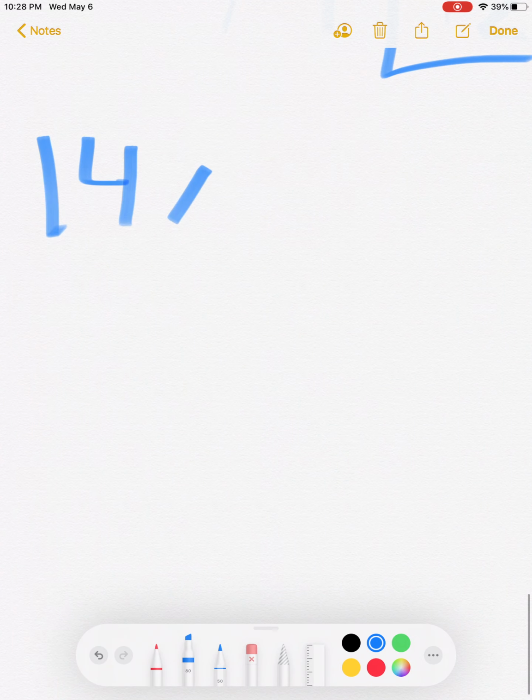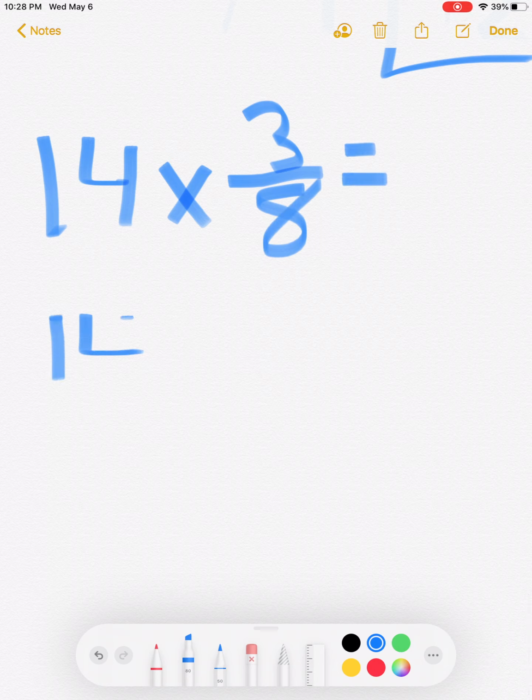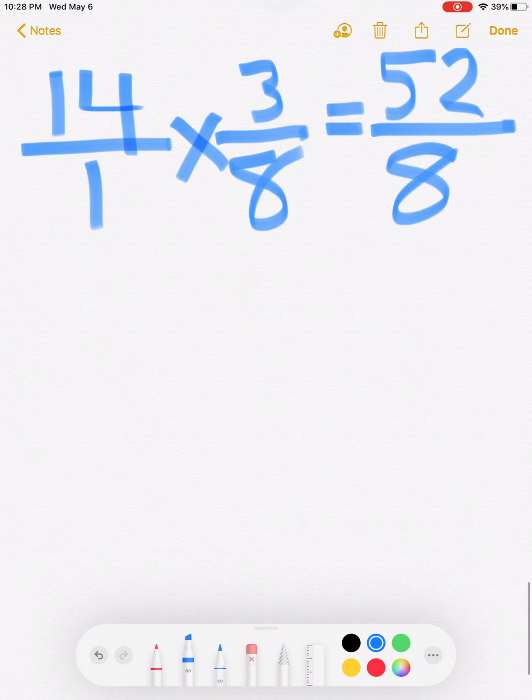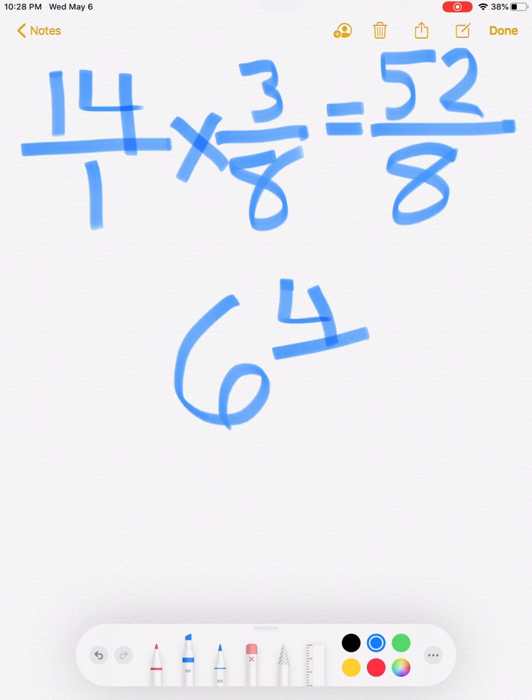14 times 3/8. 14 becomes 14 over 1. 3/8 stays the same. So we have 14 times 3, it's 42. 8 times 1 is 8. Now we're going to reduce that because it's improper. That would be 5 2/8... 6 4/8, which becomes 6 1/2.